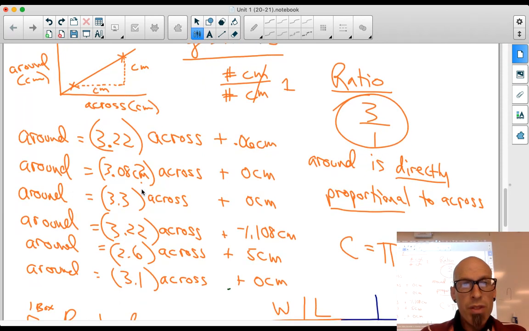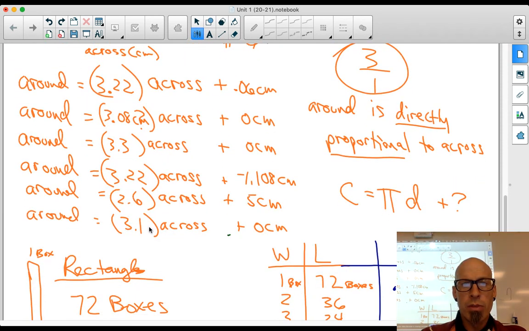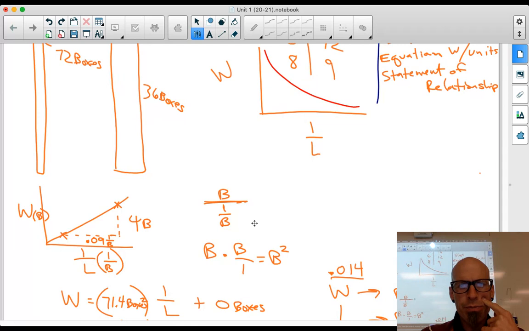With these equations, we said that if the across measurement was 0, the around measurement should be 0 because you don't even have a circle, and that pi times 0 should equal 0. And you shouldn't have to add or subtract something out here, meaning that our y-intercept here was part of what we would call an error. So your measurements that you took weren't perfect, and there was some error in them.